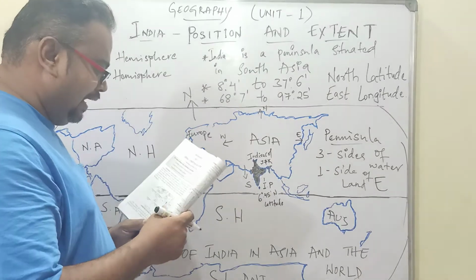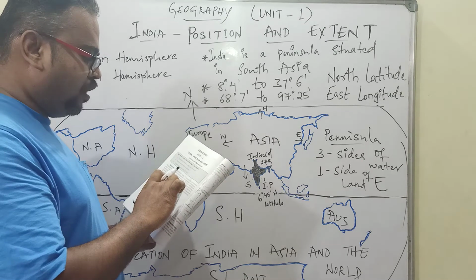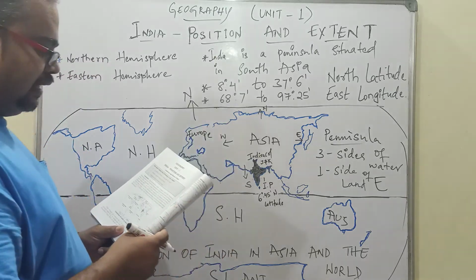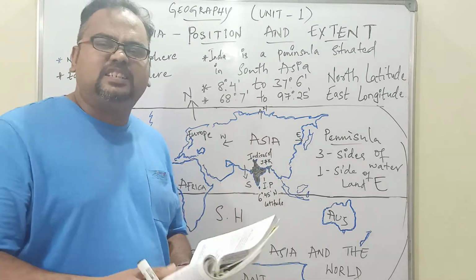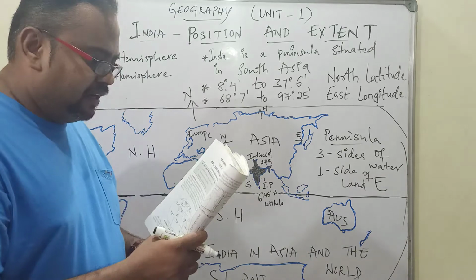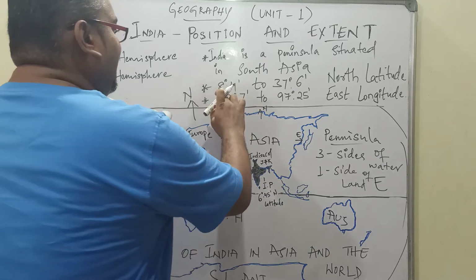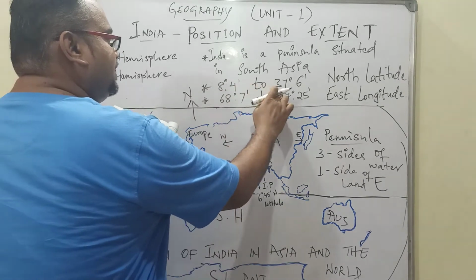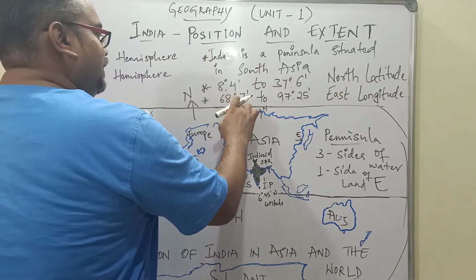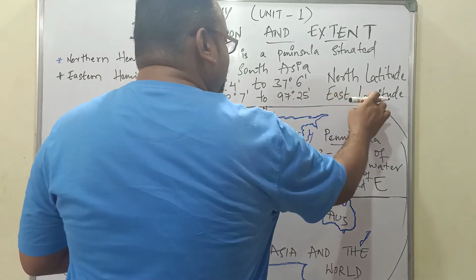Next, the mainland of India extends from 8 degree 4 minutes to 37 degree 6 minutes north latitude. In the next class I am going to explain what longitudes and latitudes are. For today's understanding, it lies from 8 degree 4 minutes to 37 degree 6 minutes north latitude, and 68 degree 7 minutes to 97 degree 25 minutes east longitude.